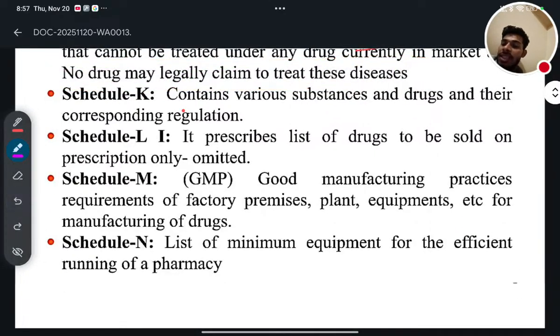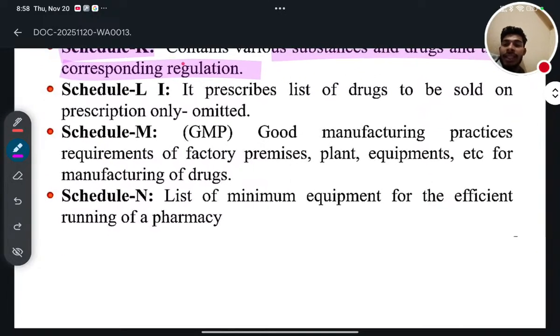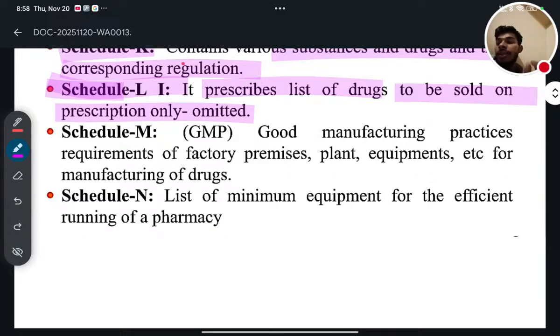Okay, next, Schedule K. Schedule K contains various substances and drugs and their corresponding regulations. Schedule L. It prescribes the list of drugs to be sold on prescription only, omitted. Only omitted. You have to remember that, only omitted.